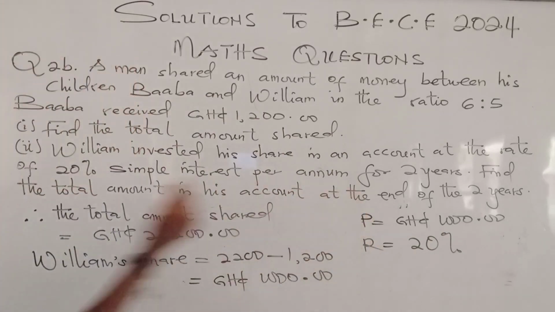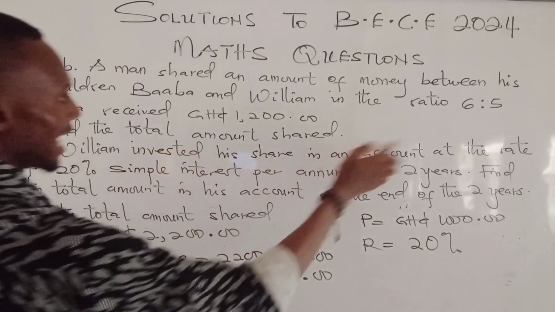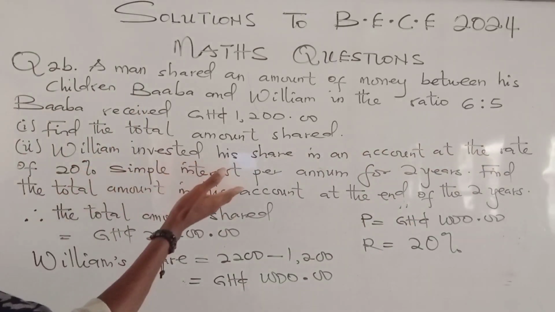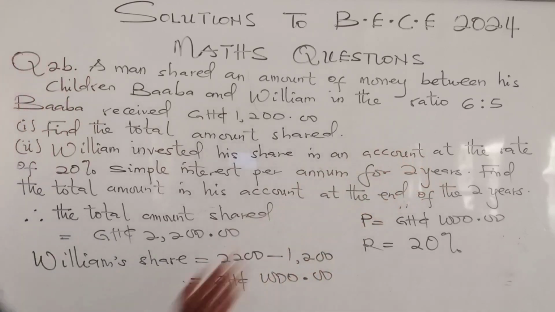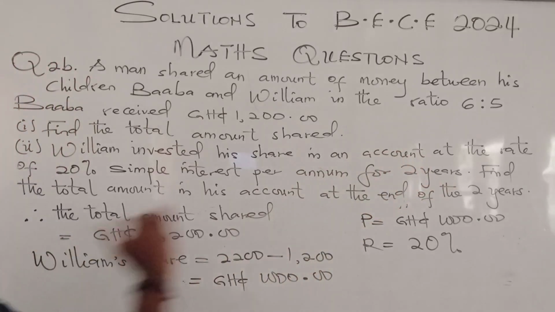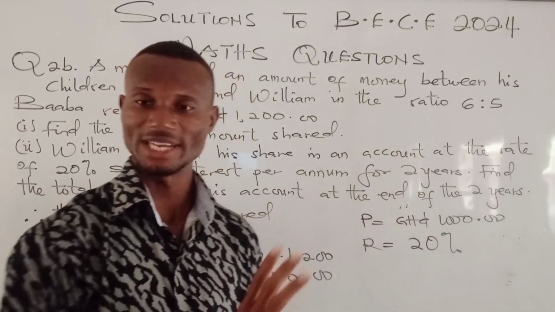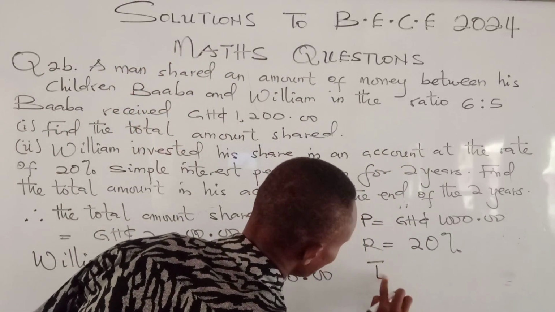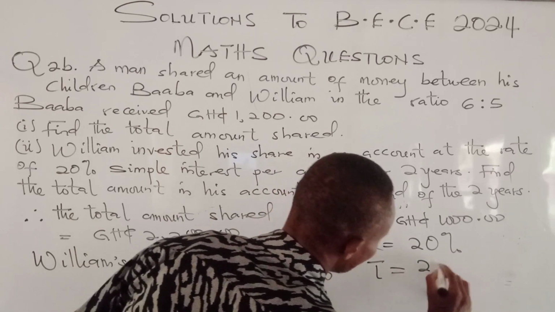It says, let me read again. William invested his share in an account at the rate of 20% simple interest per annum for 2 years. So we have been given the time also, for what? 2 years. So that 2 years there represents the time. So my time equals 2 years.